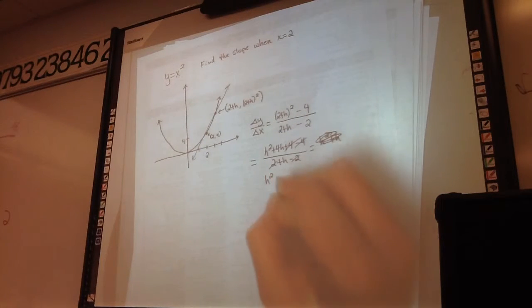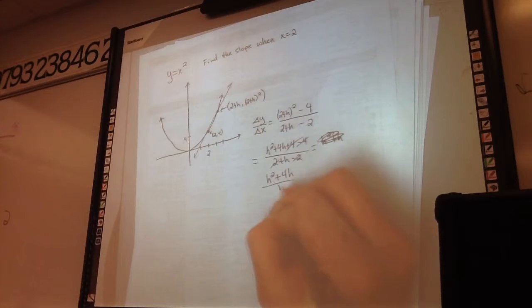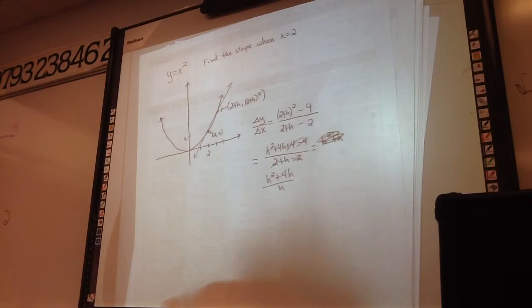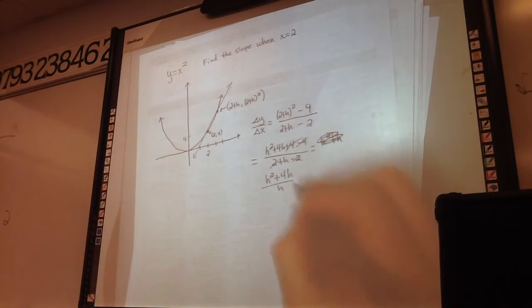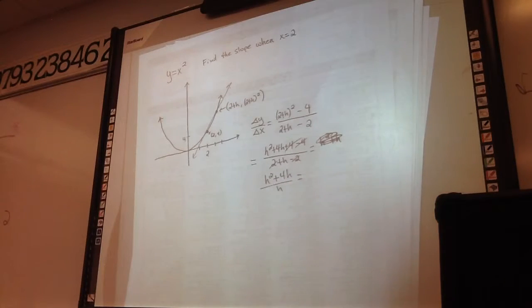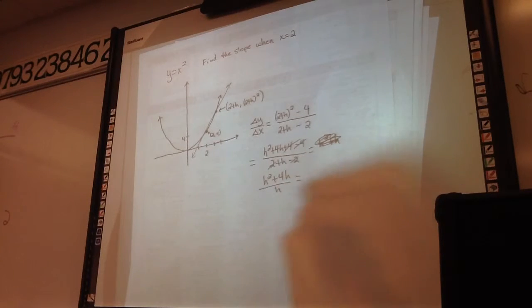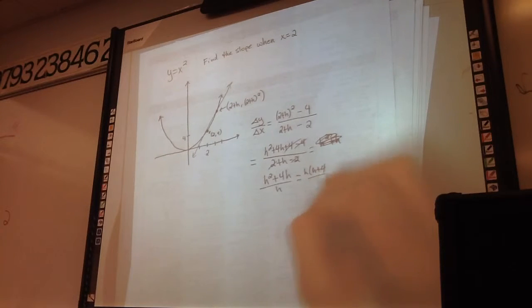(h squared plus 4h) over h. Can you divide out the h's? Factor the top, or just divide out an h. Same idea, I don't have to divide each term. This would be h times (h plus 4) over h. The h's are gone, so you have h plus 4.